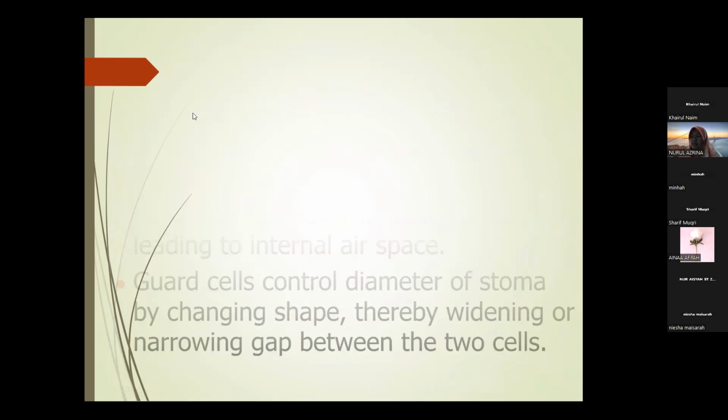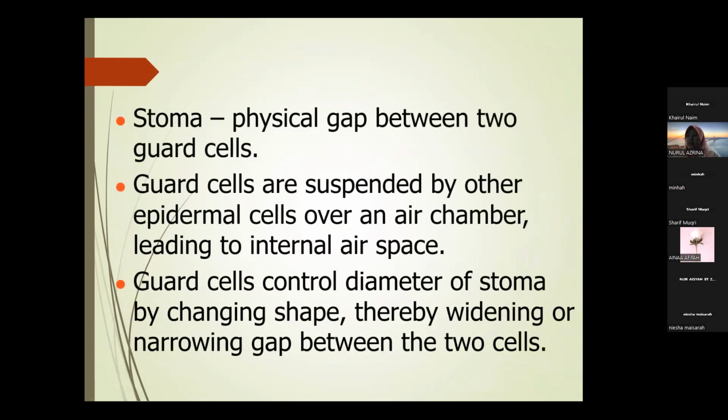Okay. What is stoma? Stoma is the physical gap between the 2 guard cells. Guard cells are suspended by other epidermal cells over an air chamber that leads to the internal airspace. So dia duduk dekat kawasan-kawasan contoh bawah daun, kita dah belajar semua ni. So it is suspended on the epidermal cell.